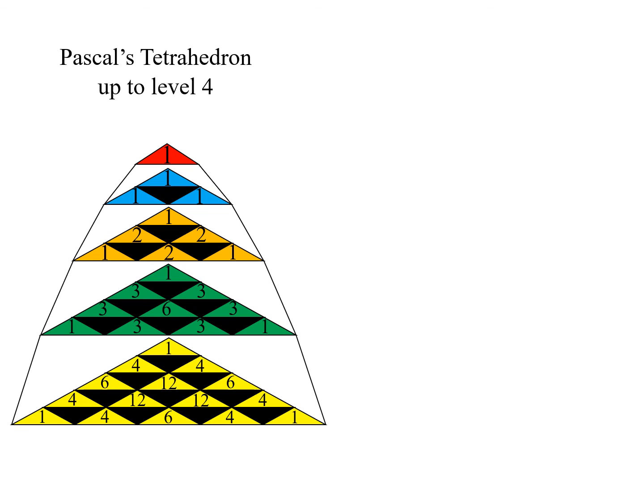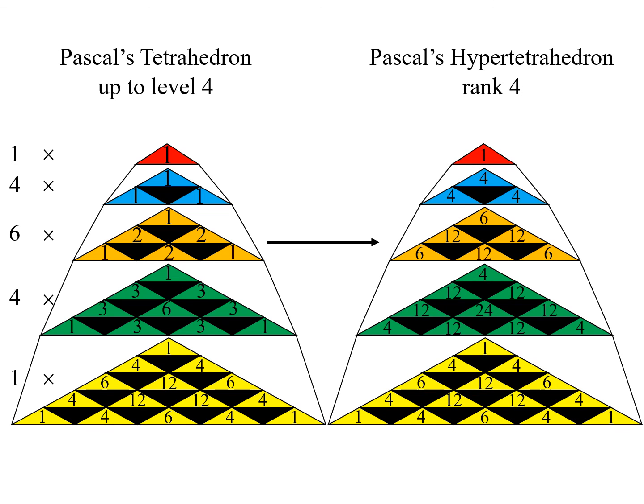Here's Pascal's tetrahedron up to level 4. We write row 4 of Pascal's triangle alongside this tetrahedron. Now multiply each level by the number that's next to it, and look what it gives us. Pascal's hypertetrahedron, rank 4.